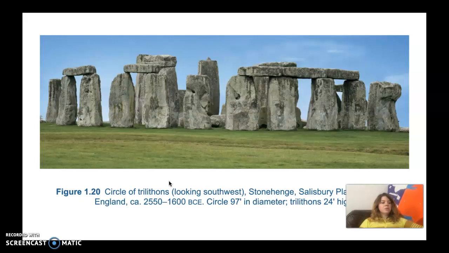And then the smaller bluestones are in a horseshoe shape within that inner ring, and their open end faces east. There's also something called a heel stone that stands apart to the east, which marks the point where the sun rose at the summer solstice, excuse me, not the winter solstice. So it ended up being aligned with the summer solstice.